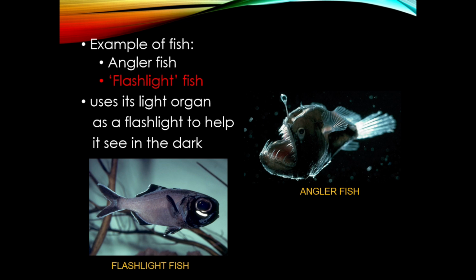This is an example of fish that are capable of producing light in the total darkness of the very deep sea: the anglerfish and the flashlight fish. They use this light organ like a flashlight to help them see in the dark.